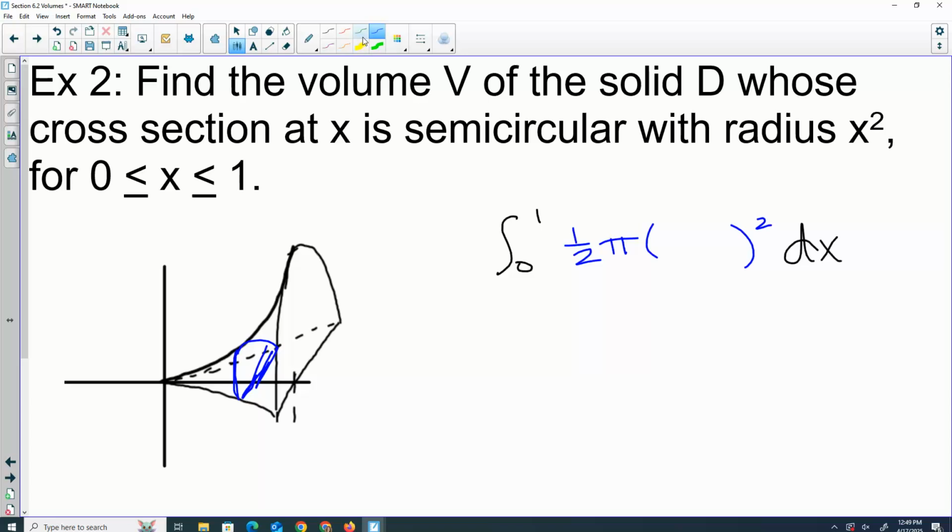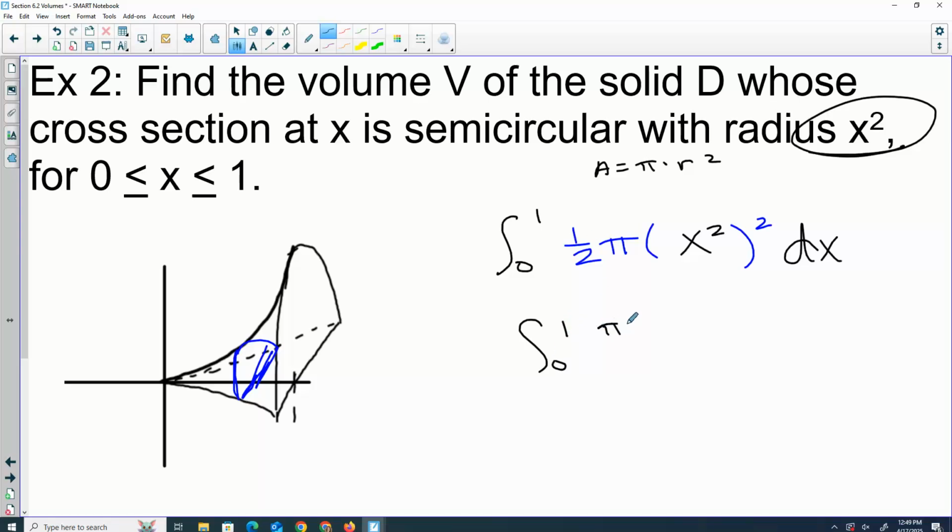So we need a formula for the radius. Now, I actually already told you. The radius here is x squared. This is part of a parabola. Oh, yeah. So my radius I told you was x squared. Oh, there's an extra square. Yes. Why is there? Because the formula for the area of a circle is pi times your radius squared, and my radius is x squared. Got it. All right, so we're going to integrate from 0 to 1.